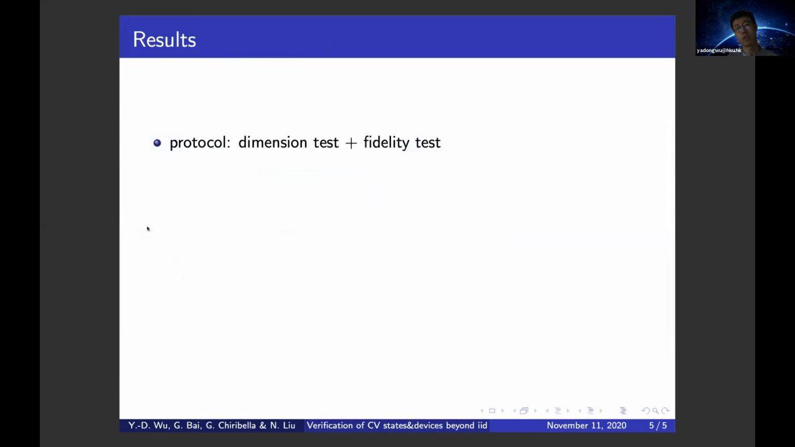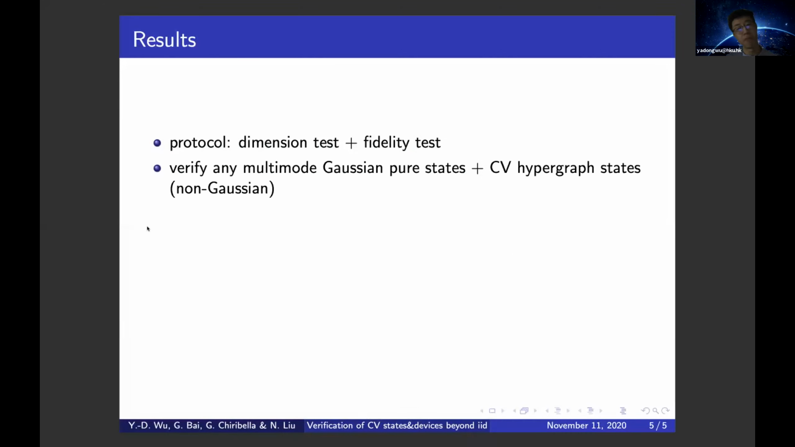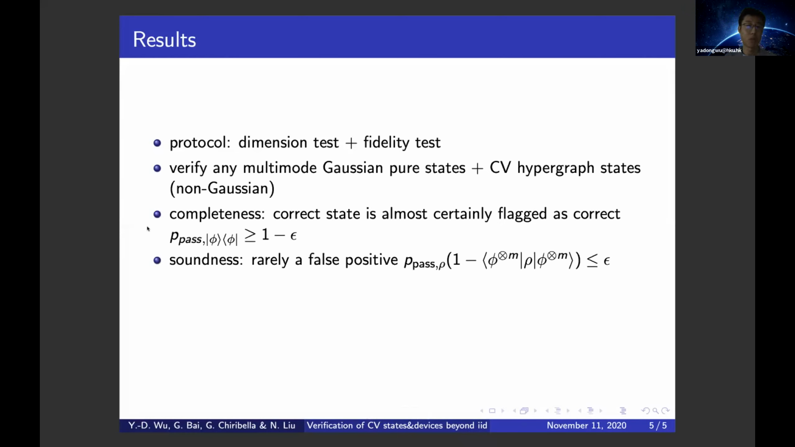Then our protocol is to first apply a dimension test to bound the dimension of the Hilbert space, then apply a fidelity test to check the fidelity of the state. This protocol can be used to verify any multi-mode Gaussian pure states and continuous variable hypergraph states, which are non-Gaussian. We can prove that our protocol satisfies both completeness and soundness requirements. It means that if the state is a correct state, it is almost certainly flagged as a correct state. If the state is a false state, then we rarely give a false positive.